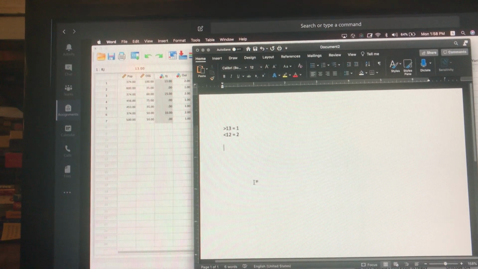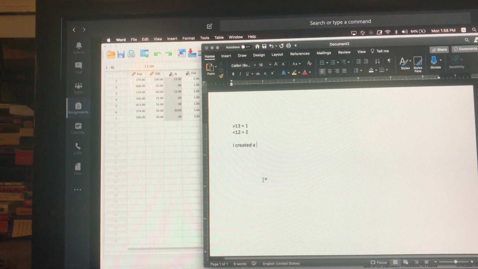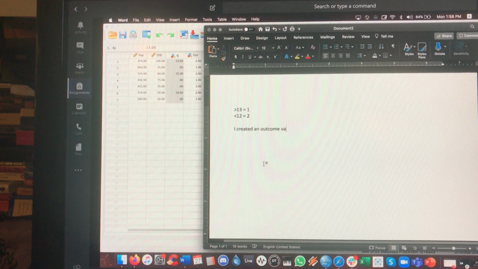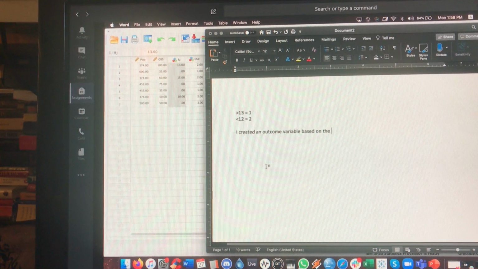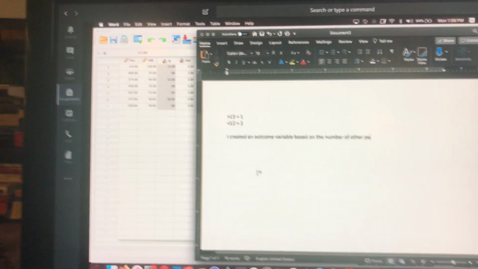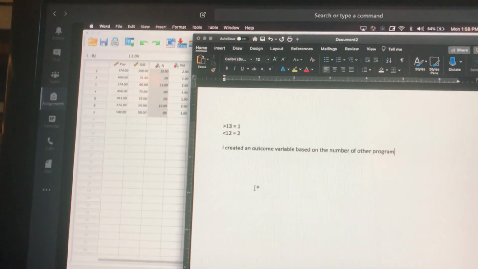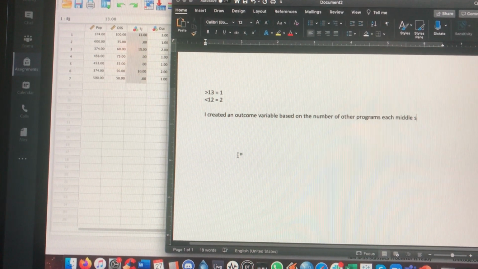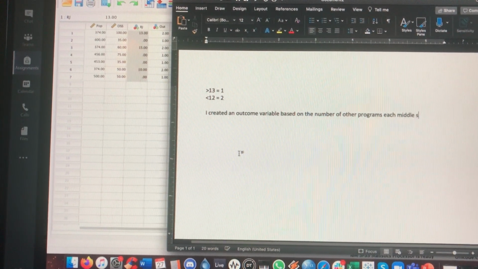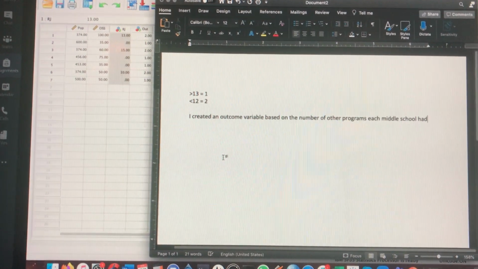So you'd say, I created an outcome variable based on the number of other programs. This is how I would write it. Each middle school, I think that's one word or two words. It's each, two, middle words. School, yeah.